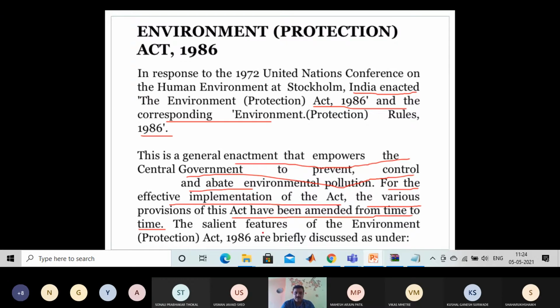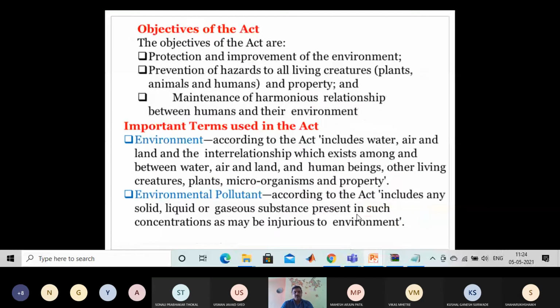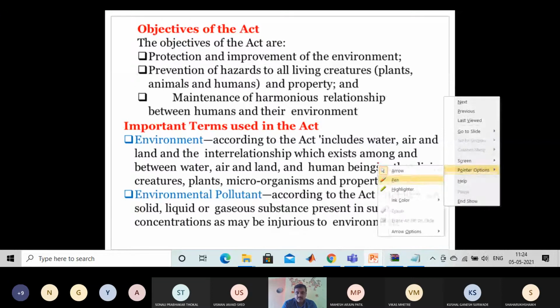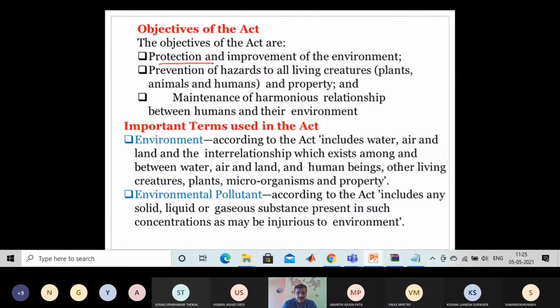Now, the salient features of the Environmental Protection Act 1986 are briefly discussed as under. Before that, you must know the objective: why the Act is implemented, and what is the main objective of this Act. The first objective is what? Protection and improvement of environment. So, what is environment? What is environment pollution? There are some definitions that we will see afterwards.